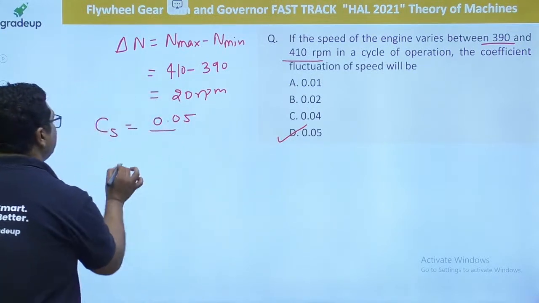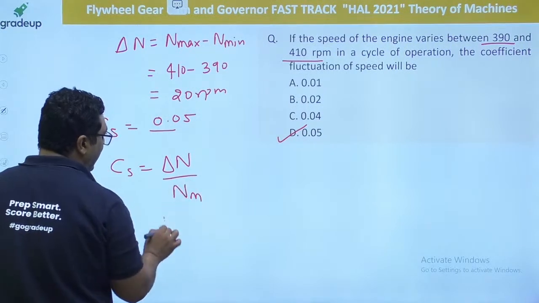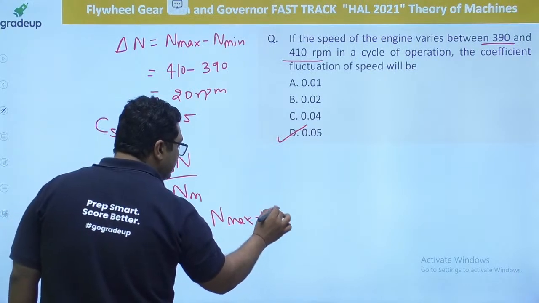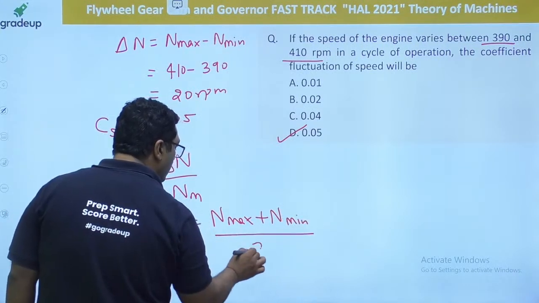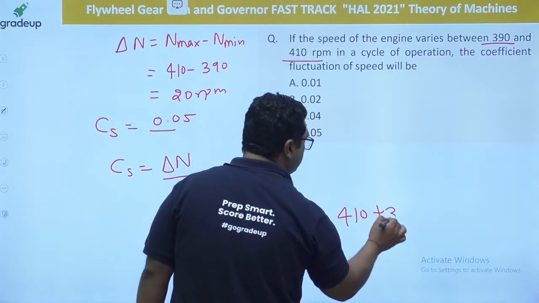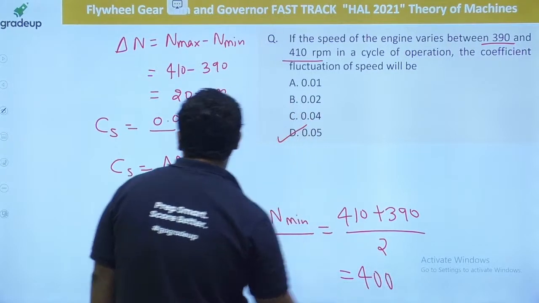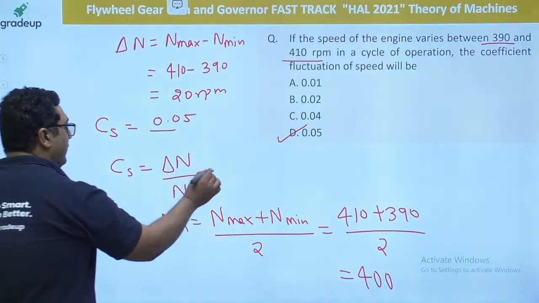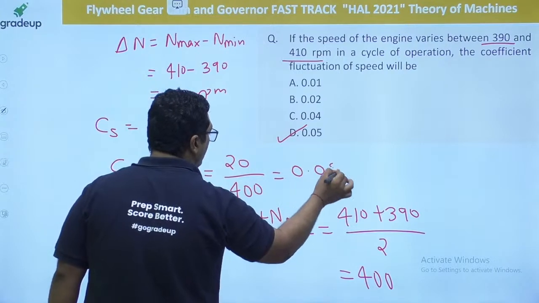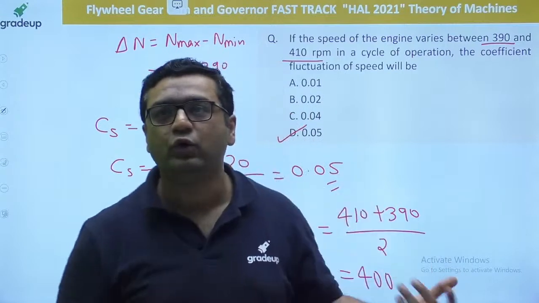Fine. You will be doing CS equals delta n by n mean, and n mean is going to be n maximum plus n minimum by 2. So n mean is going to be 410 plus 390 by 2, which is 400. So when you do 20 by 400, it is going to be 0.05. Don't worry guys, I will be sharing the solutions also, as I have done earlier.